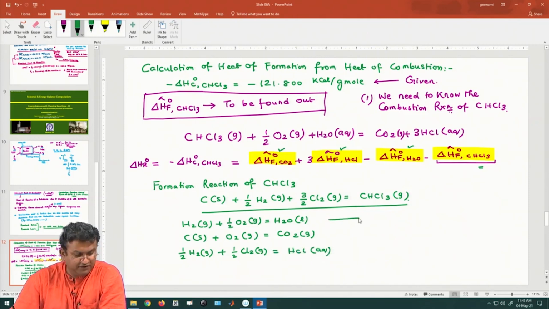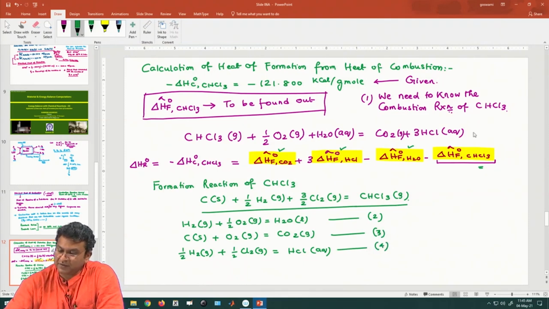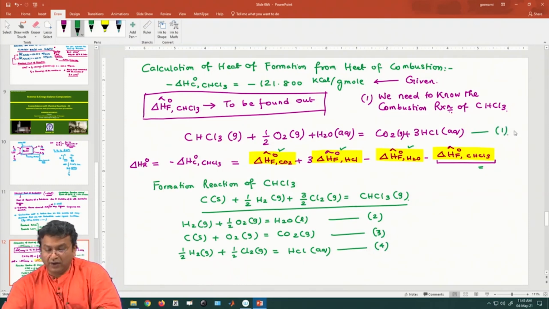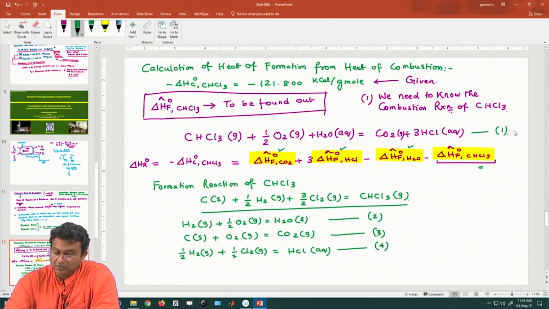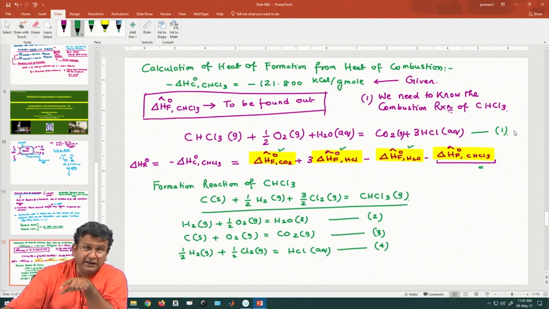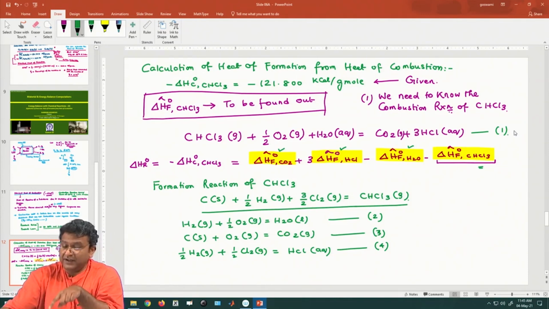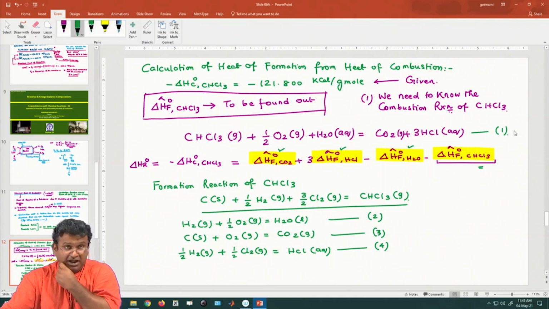Right. So, let us mark this as equation 2, this as equation 3 and this as equation 4, and let us mark this as equation 1. So, what are we trying to get? We are essentially trying to get an expression for the heat of formation of chloroform through the heat of combustion data that is available to us. And for that, let us see what we are going to write.